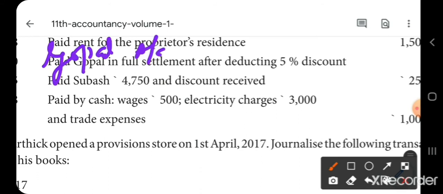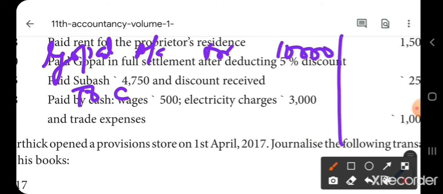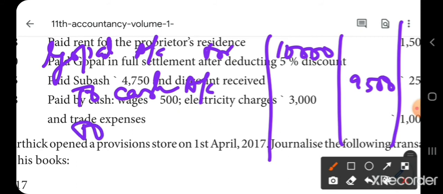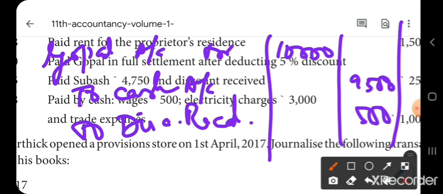Gopal's account debtor 10,000, to cash account 9,500, to discount received 500. So this will be the entry. Okay, narration, you can write your own narration from the transaction. Okay, from the transaction, when you read, you will know what is the transaction. The same thing you can write it in your own words.